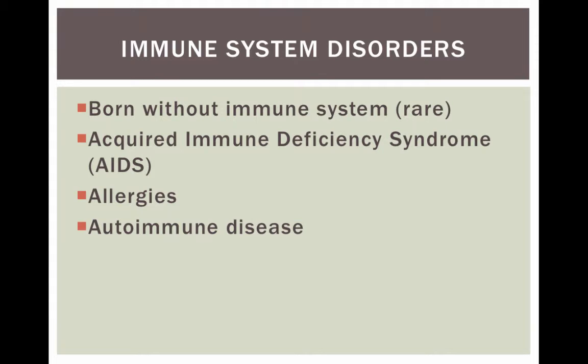So diseases like lupus and rheumatoid arthritis are examples of autoimmune disease where the body has started fighting and attacking its own tissue.